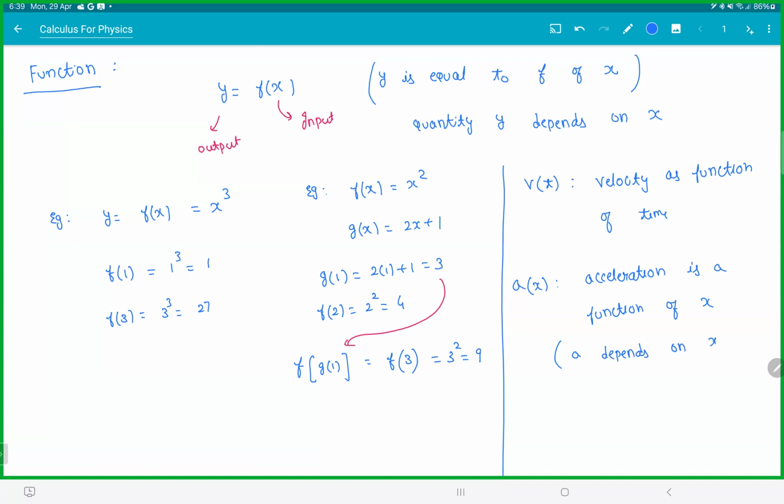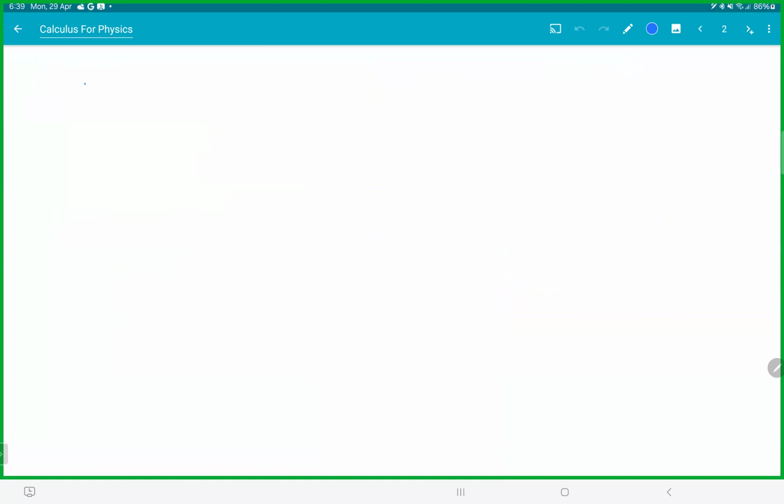So in physics, we're going to see a lot of quantities like this. Best example, what is volume of a sphere? 4 by 3 pi r cube. That is actually not the right way to say. The right way to say is the volume of the sphere as function of radius is 4 by 3 pi r cube. That is actually the full name. Volume of the sphere as function of radius. But we automatically assume radius is the variable.